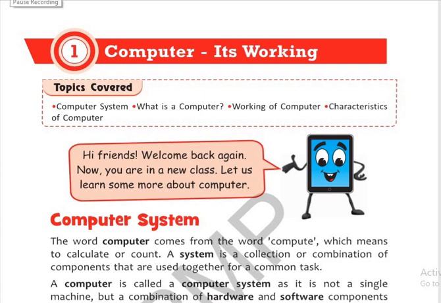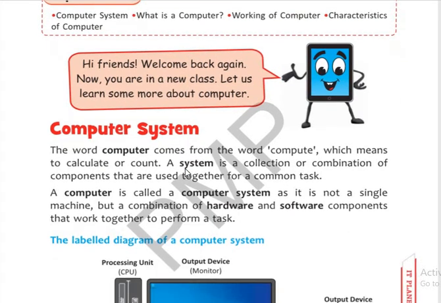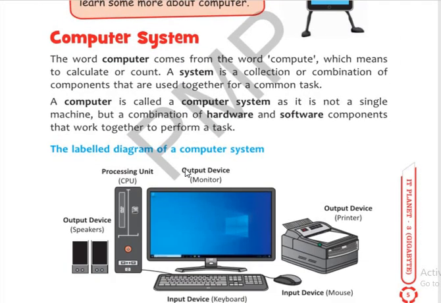Hello everyone. So the first chapter of grade 3 IT computer is "Computer: Its Working". The topics that are going to be covered in this lesson are computer system, what is computer, working of computer, and characteristics of computer. So let's start with the first topic, that is computer system.